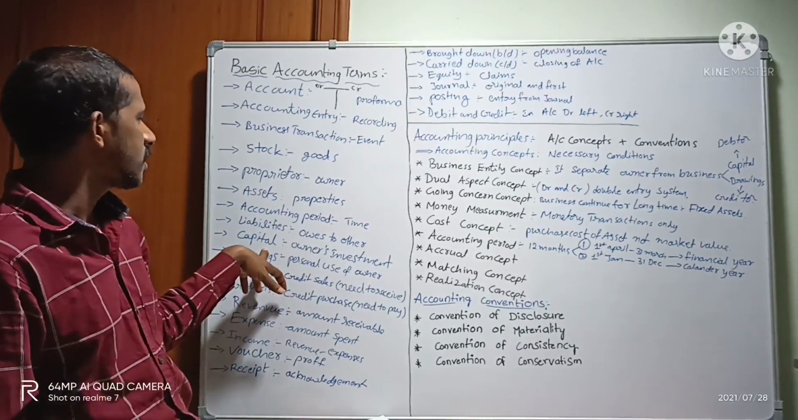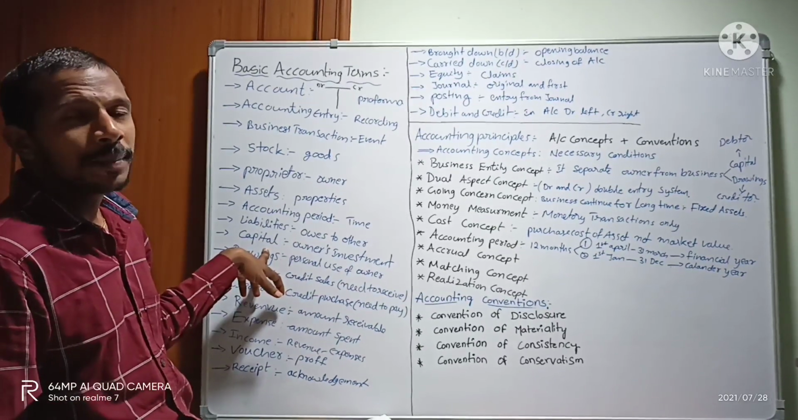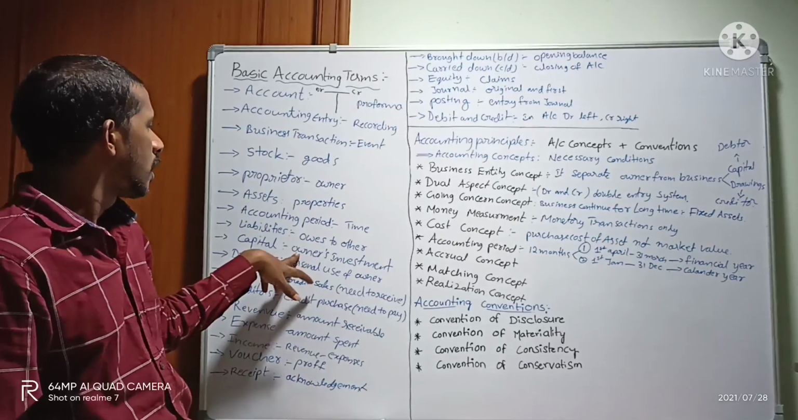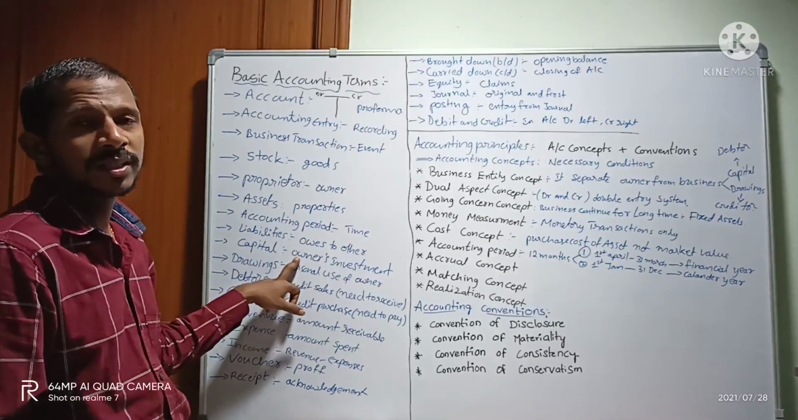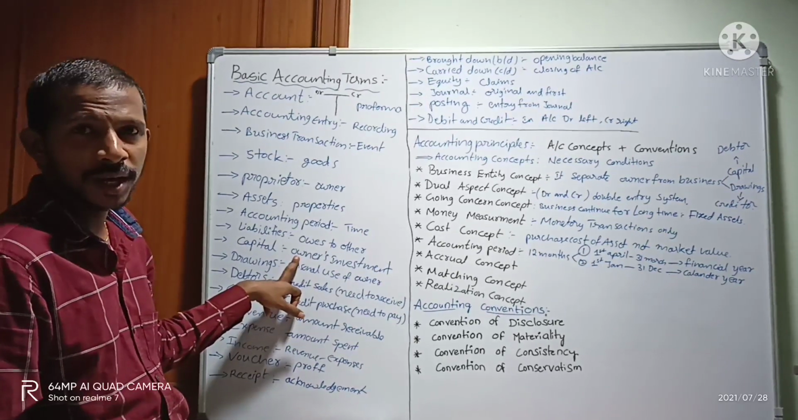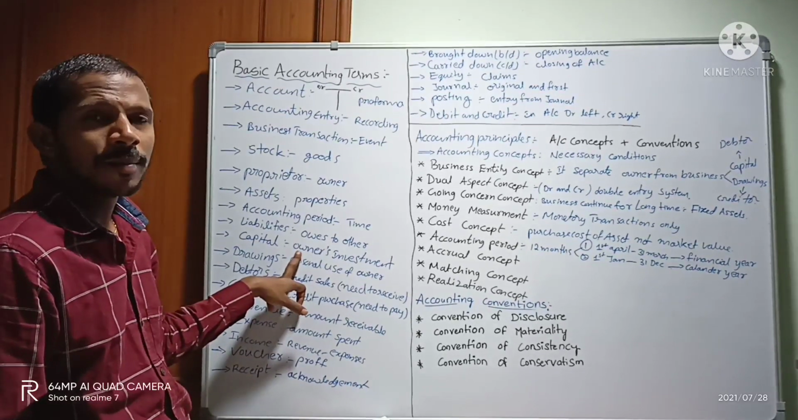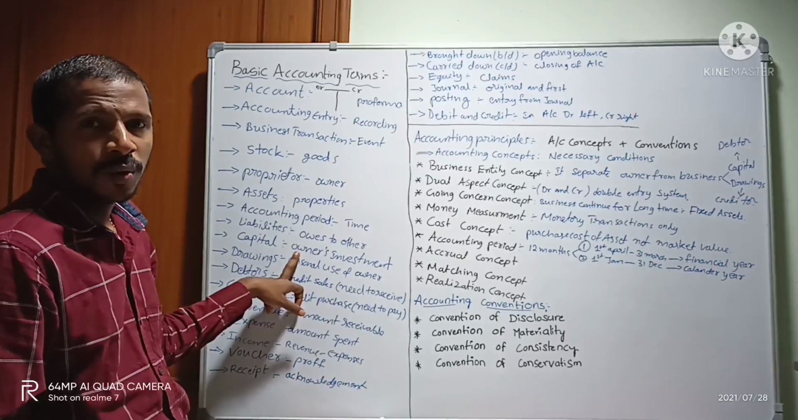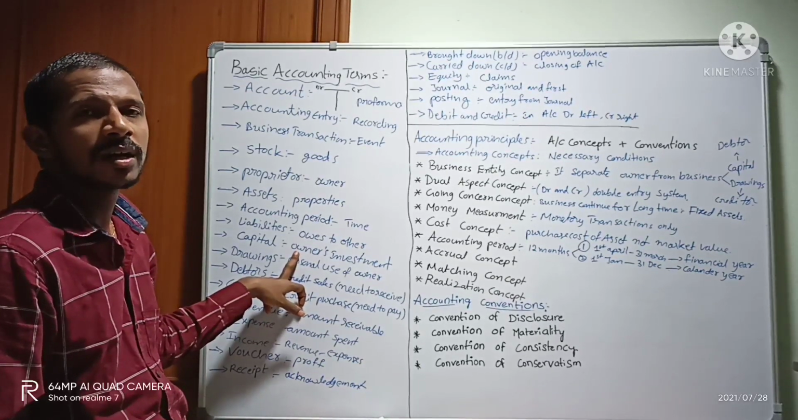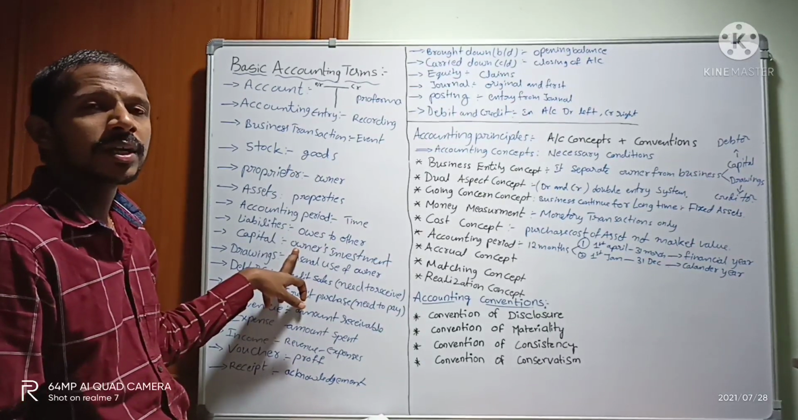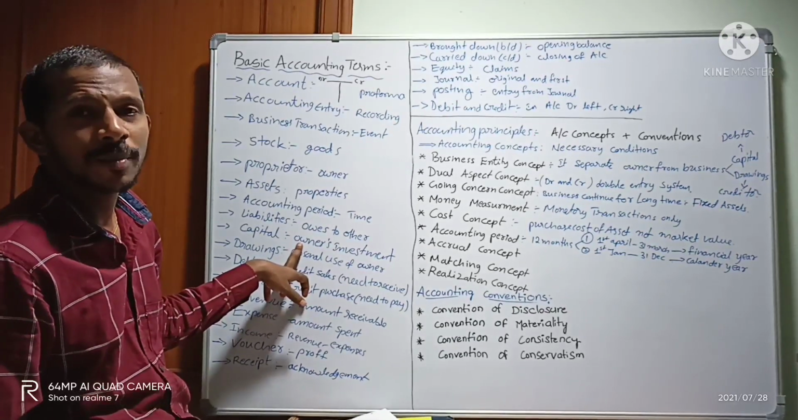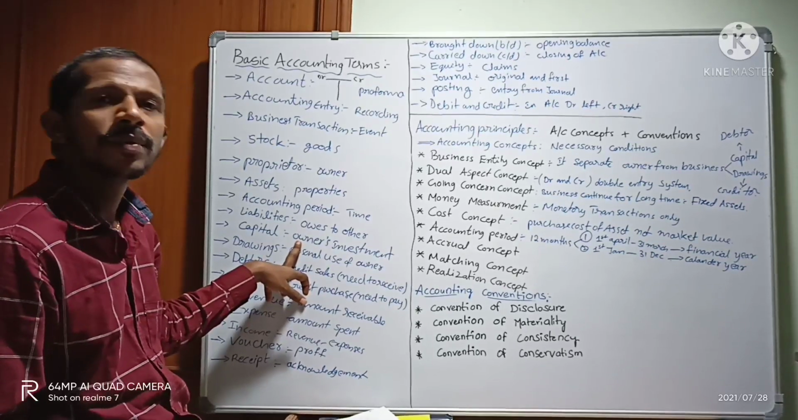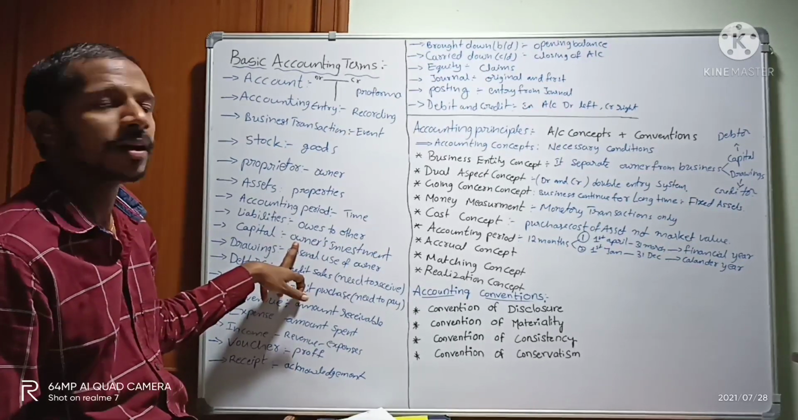And we can see the capital. Capital is a term. It is nothing but the owner's investment. How much is the owner investing? That amount, to start a business we need capital, whether it is working capital or fixed capital. So the investment amount which is invested by the owner is capital.